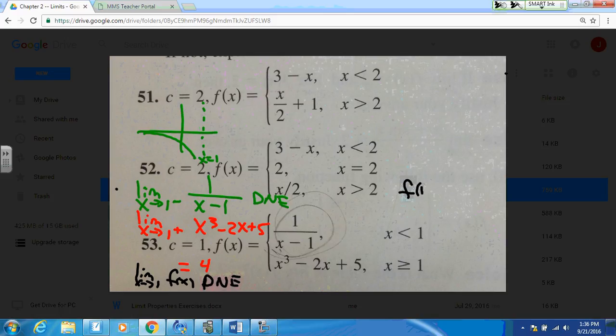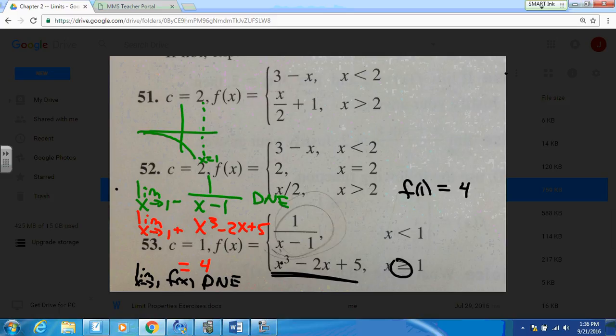What about f of 1? Well, it's 4. Because when x is 1, f of 1 is 1 cubed minus 2 times 1 plus 5. Yes? Uh-huh.